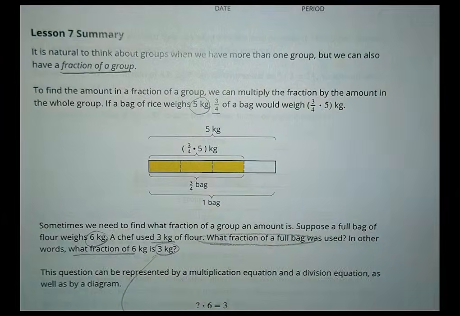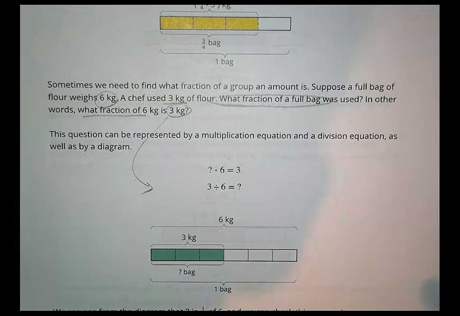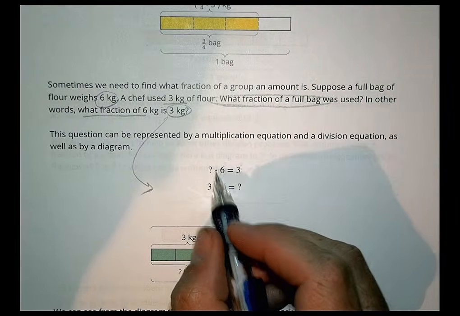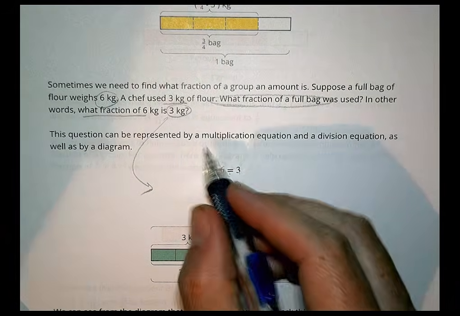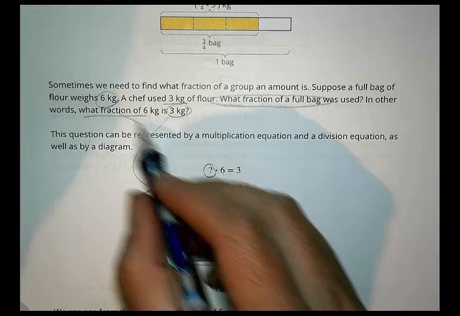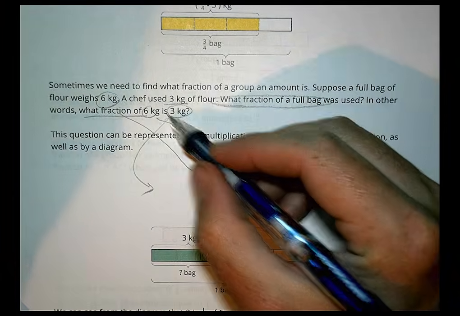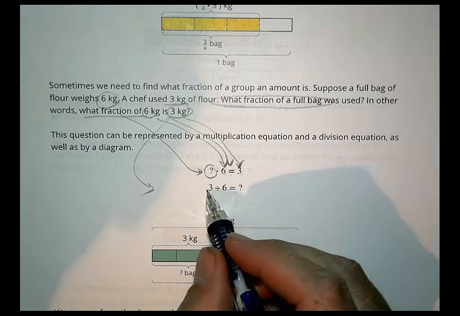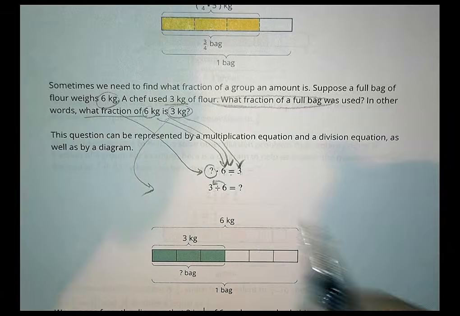This question can be represented by a multiplication and a division equation, as used here, right? What fraction of 6 is 3? This is the what fraction of 6 is 3? Or as a division, 3 divided by 6. So how many groups of 6 are in 3? And that was the idea there.